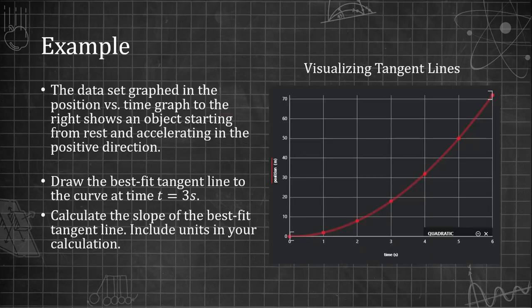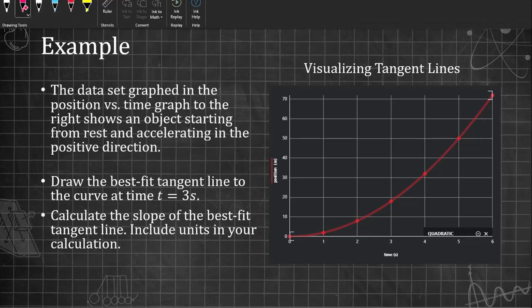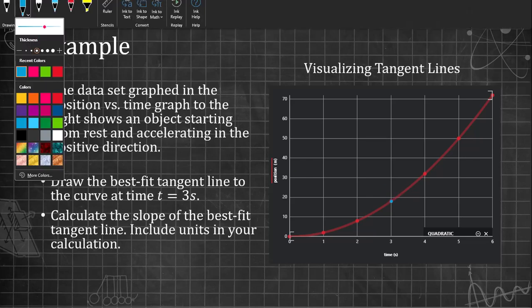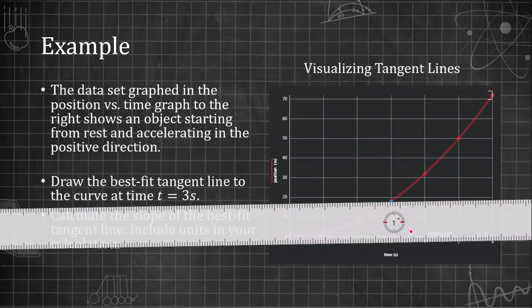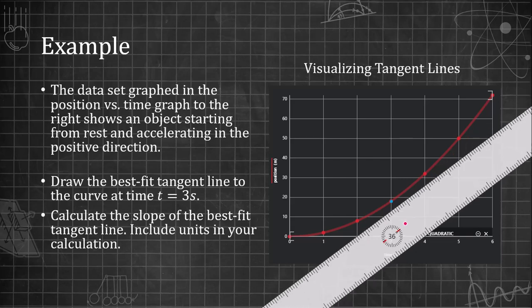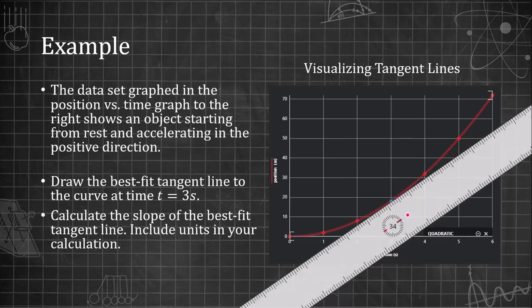So now I'll take a look at an example with a data set that was plotted in graphical analysis. This data set shows that an object is accelerating over time because we have a concave up position versus time graph. And we want to draw a best fit line, or a best fit tangent line, to the curve at time t equals 3. So we made a little dot at time t equals 3, and then we'll best fit our ruler so that we get a line that approximates the slope at that point in time on the curve.